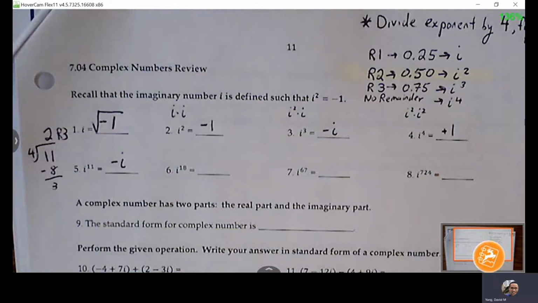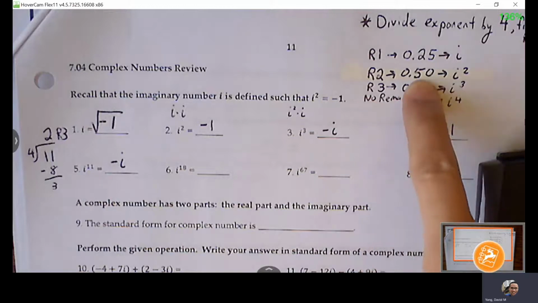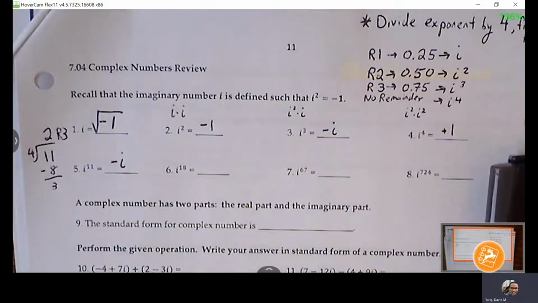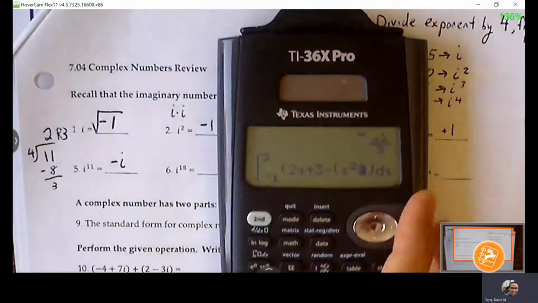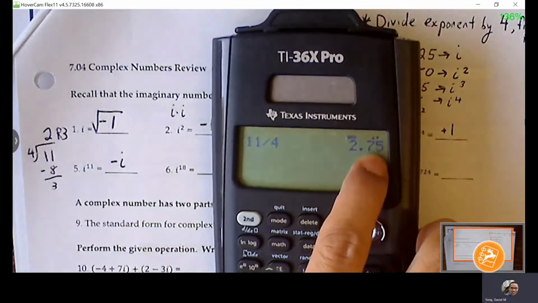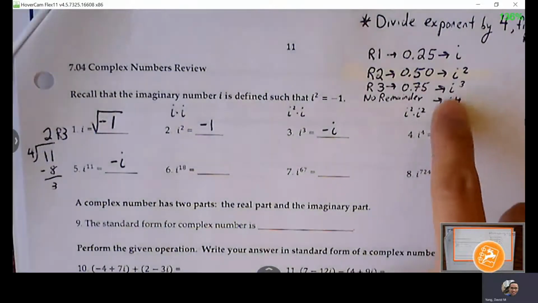Another way to do this is plug into the calculator and look to see what decimal you get. Depending on which decimal you get, that's going to line up with which remainder it is. So for instance, if I did 11 divided by 4, I get 2.75. That 0.75 indicates that it matches with the remainder 3 and this i cubed, which is negative i.